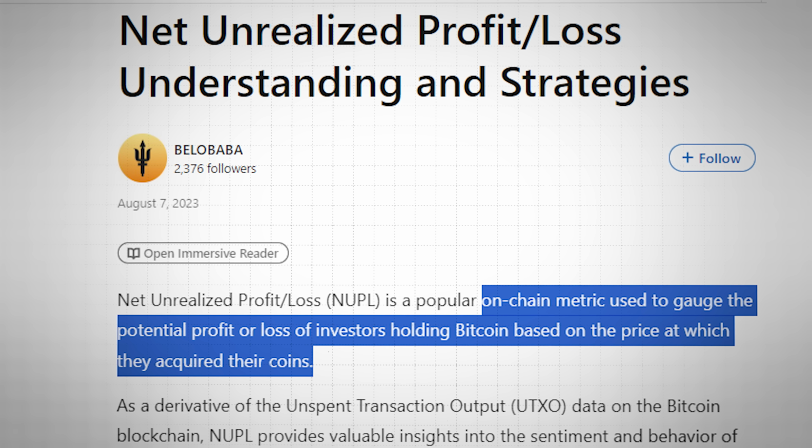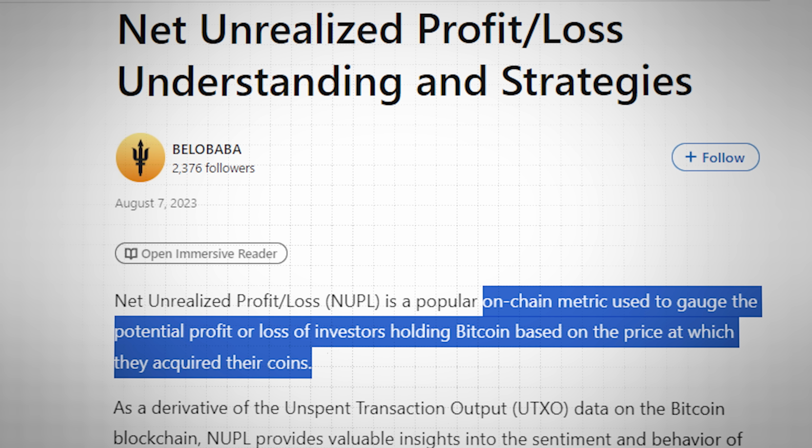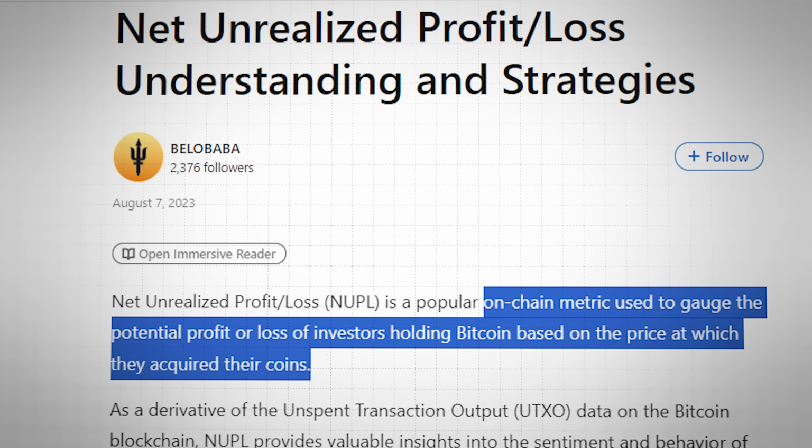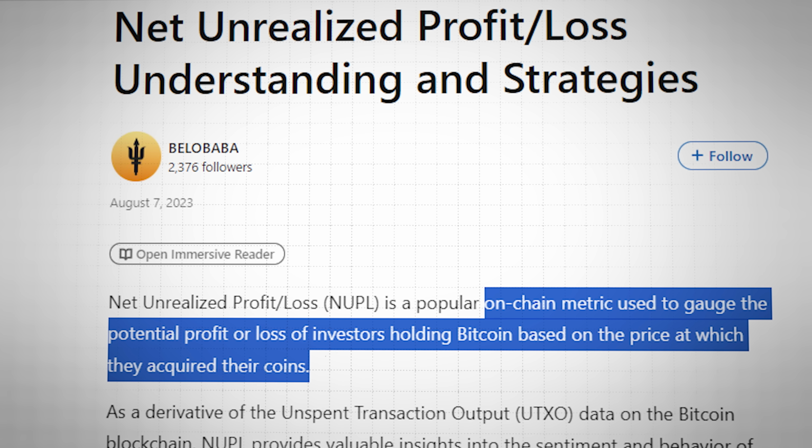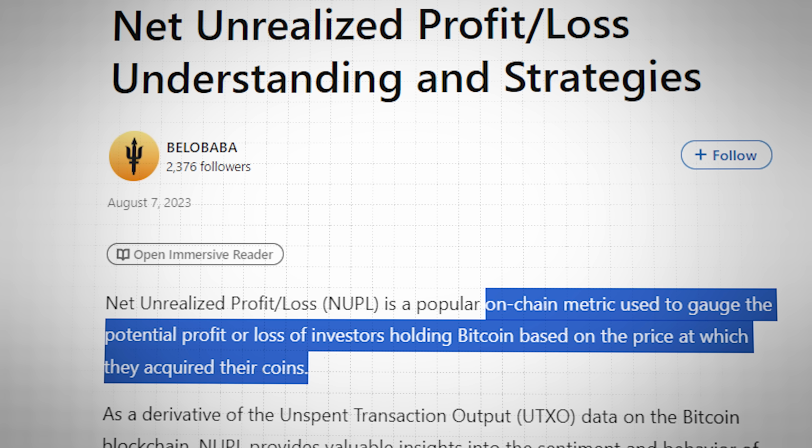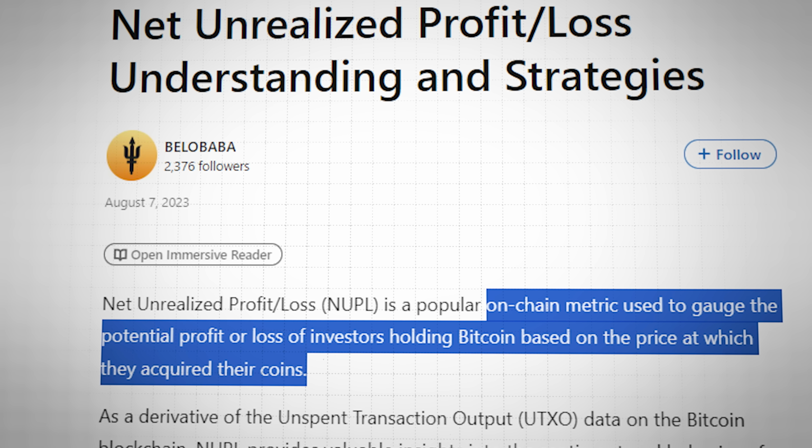First off, we've got the net unrealized profit to loss, or NUPL for short. It's like a mood ring for the market. It shows us the difference between what everyone's crypto is currently worth versus what they paid for it. When NUPL gets really high, Snoop Dogg level high, it might just be time to sell. A high NUPL is a likely indicator that the crypto has reached its market top.